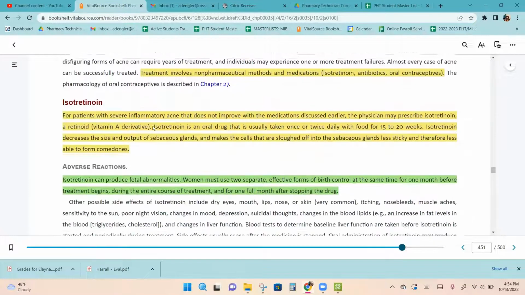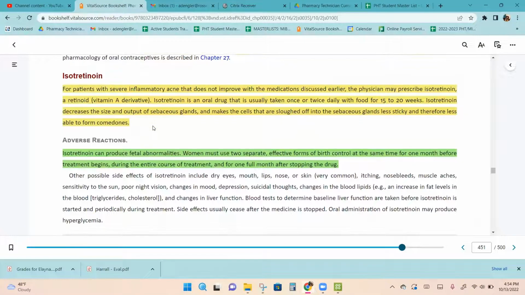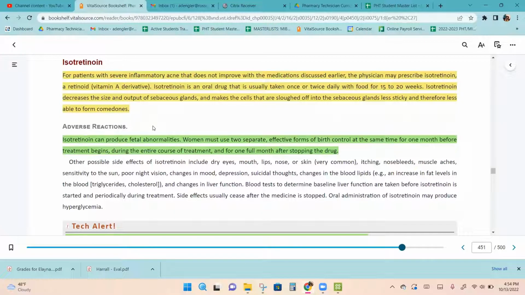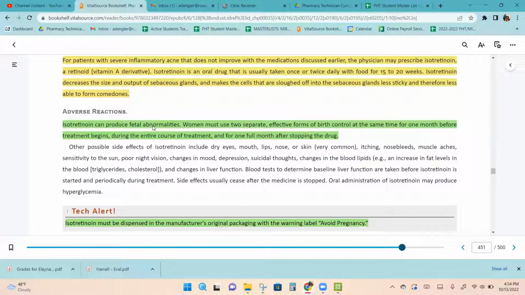For patients with severe inflammatory acne that does not improve with the medications discussed earlier, the physician may prescribe isotretinoin, a retinoid, which is, of course, a vitamin A derivative. It's an oral drug that is usually taken once or twice daily with food for 15 to 20 weeks. It decreases the size and output of sebaceous glands and makes the cells that are sloughed off into the sebaceous glands less sticky and therefore less able to form comedones.